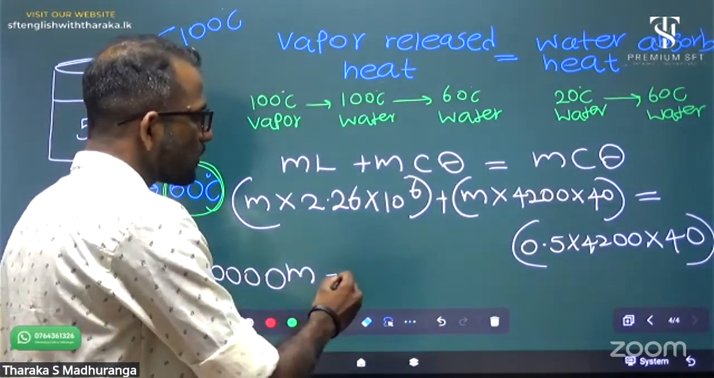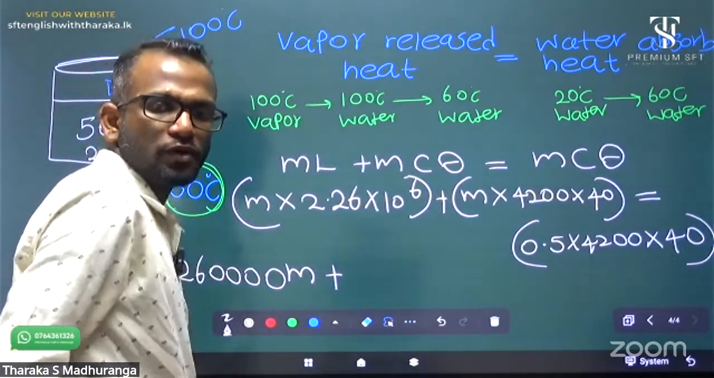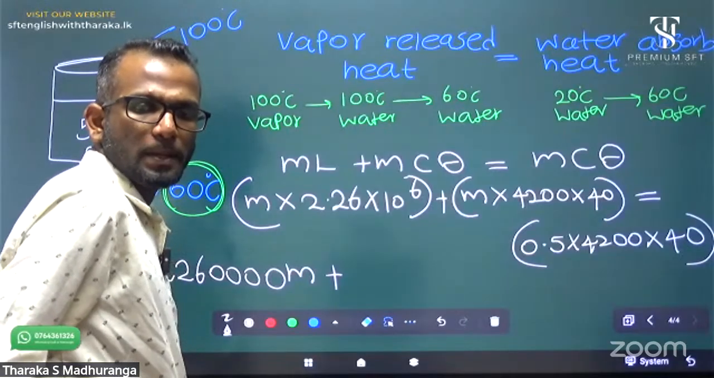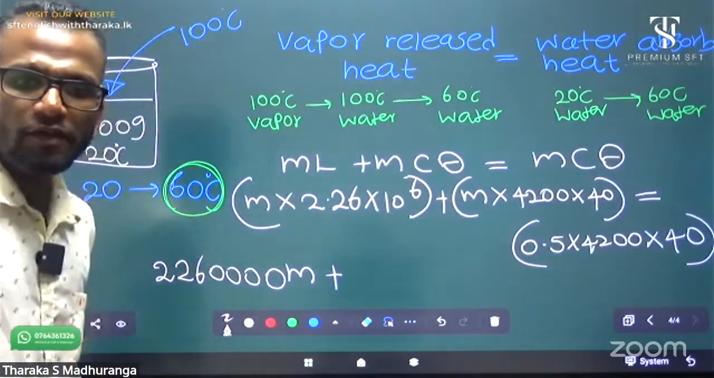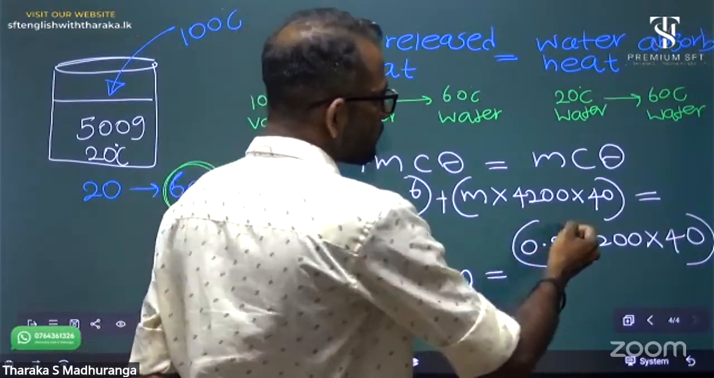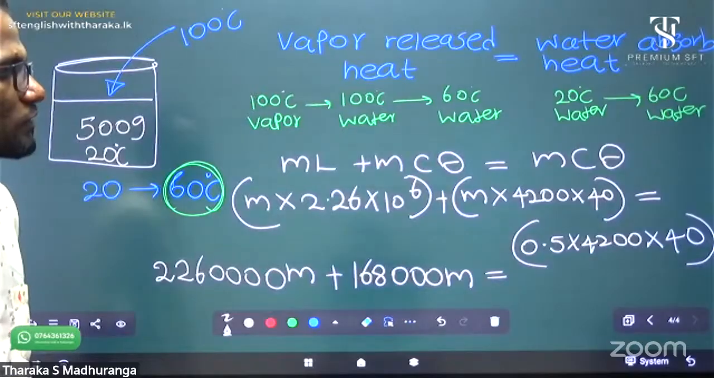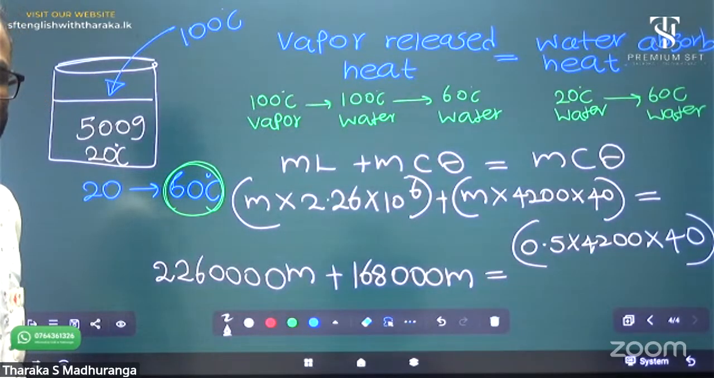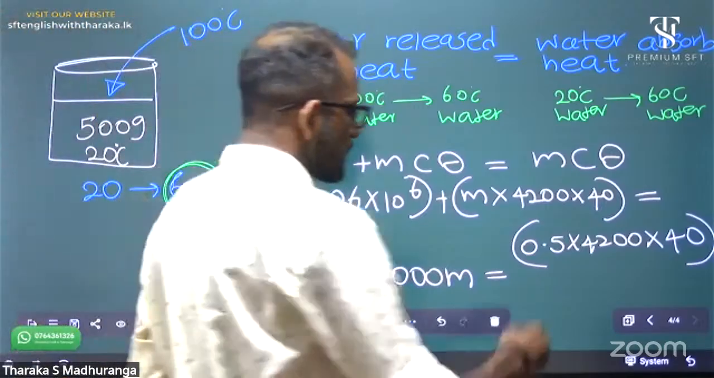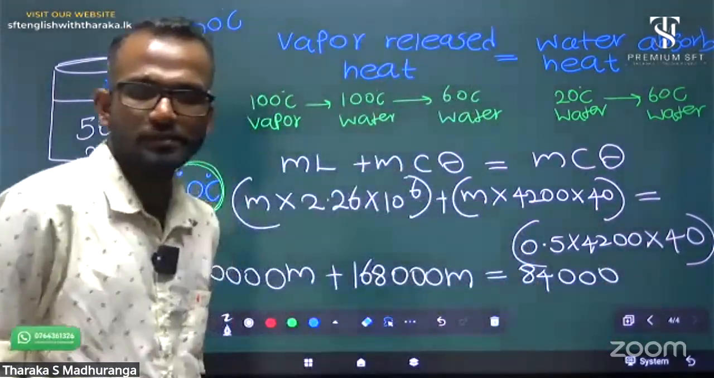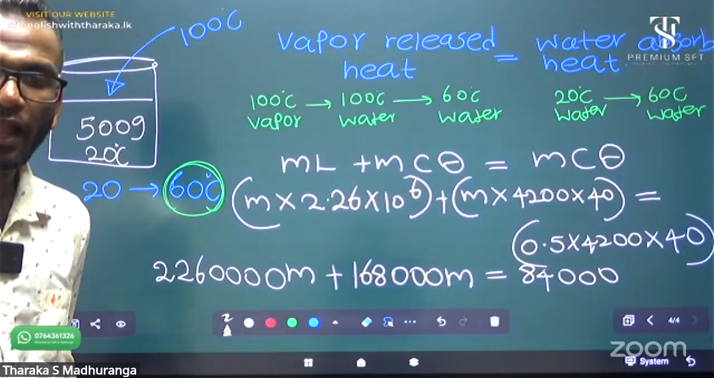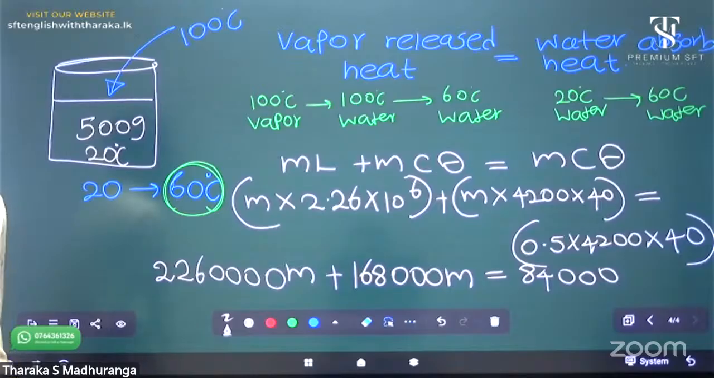m plus 4200 into 40. What's the value? 4200 into 40 is 168,000. So 168,000 m, multiplied with m, equal to 0.5 into 4200, that is 2100, 2100 into 40. 2100 into 40 is 84,000. 84,000. Correct? Yes.